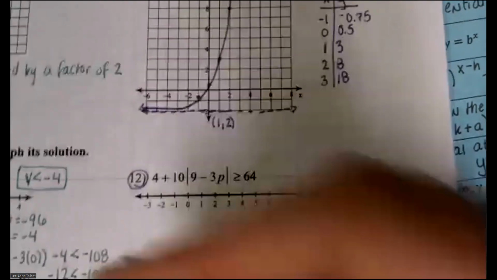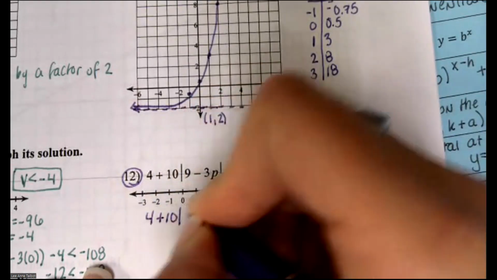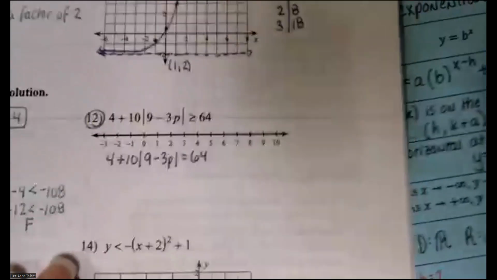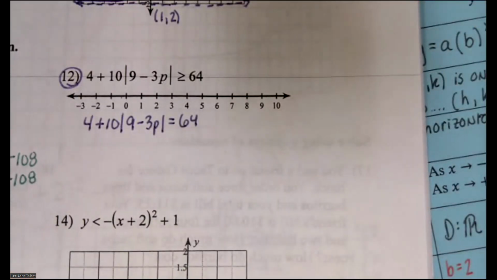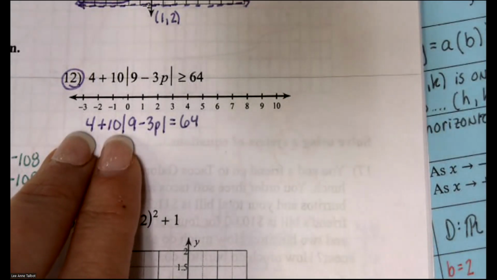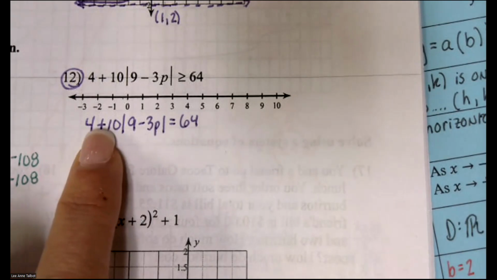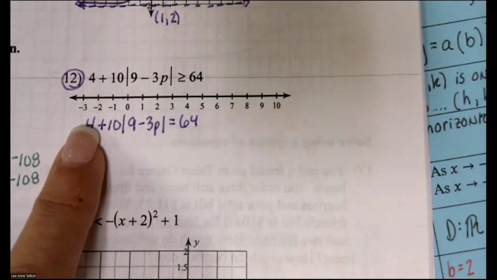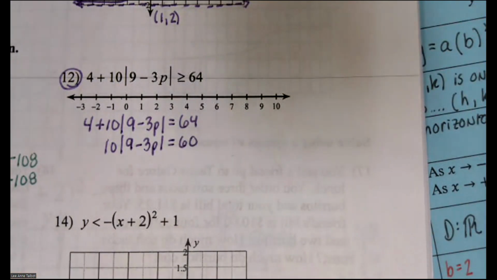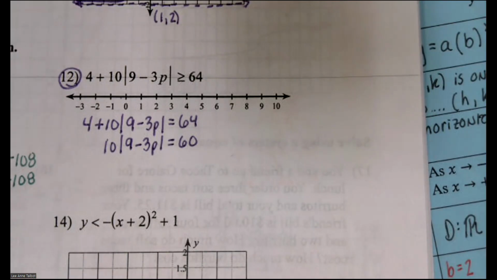Okay. 4 plus 10, 9 minus 3p equals 64. We're going to do that thing again where I don't show everything. On the last test, there were several people who combined these front things. That is not proper order of operations. You have to undo the 4, so minus 4 from both sides. There are only a few of you that distributed instead of dividing. Do not ever distribute into an absolute value. You cannot do that.